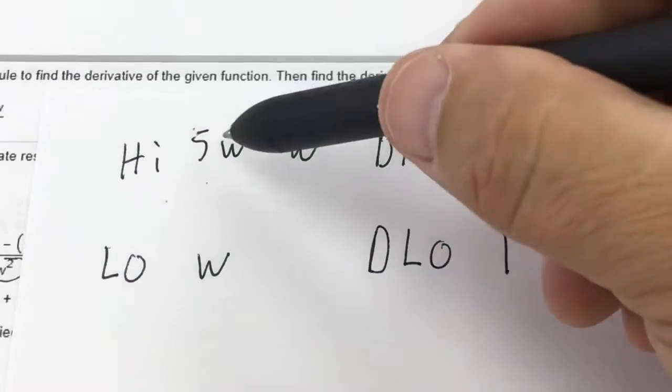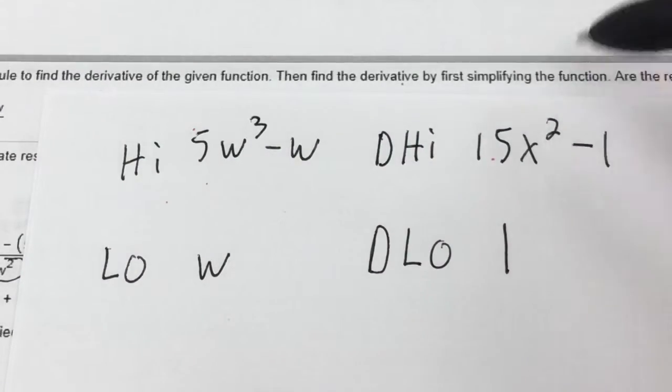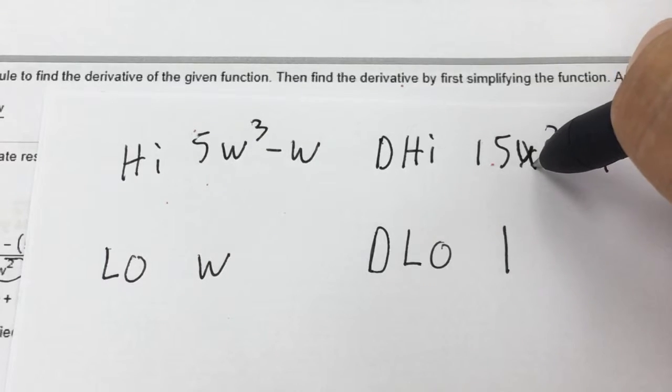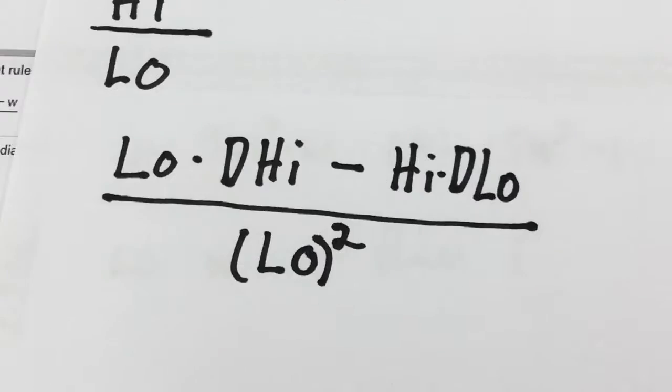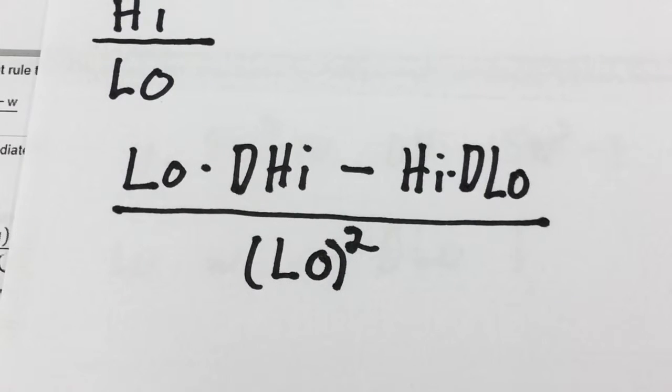Now we have to be careful. Notice how I put 5w cubed and the derivative is 15x squared. It will mark you wrong if you put the wrong variable in there. You have to try to keep track of the w's and the x's. So now I'm going to implement the quotient rule. Low d high, less high d low. Draw a line and square the low.